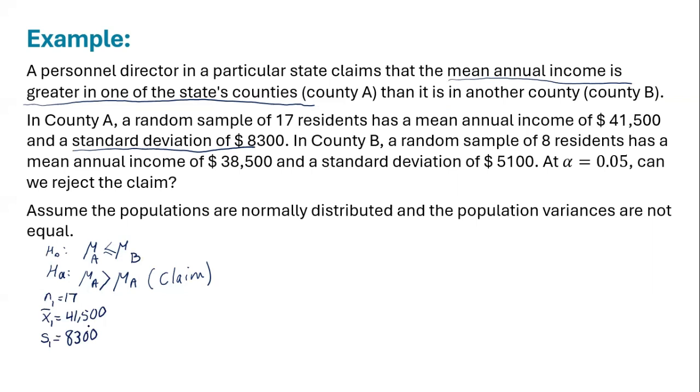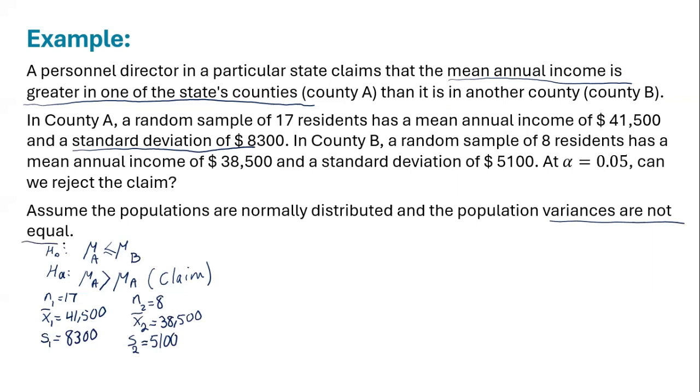In county B, a random sample, the sample size is 8. X bar 2, the mean is 38,500. And the standard deviation, again, is the standard deviation of the sample. Alpha is 5%. Can we reject the claim? And it says, assume that the populations are normally distributed and the population variances are not equal.